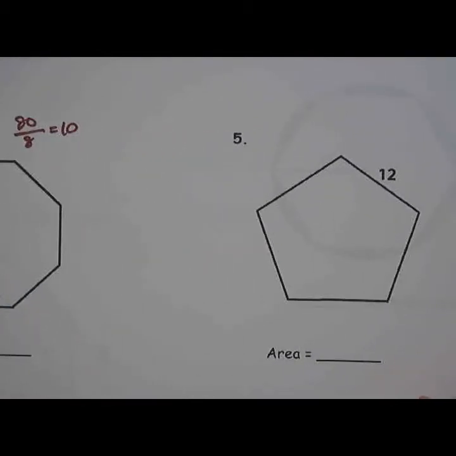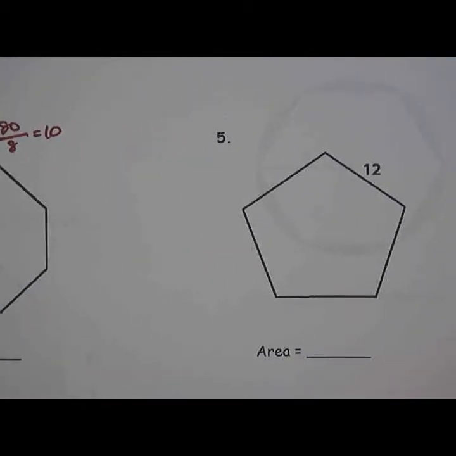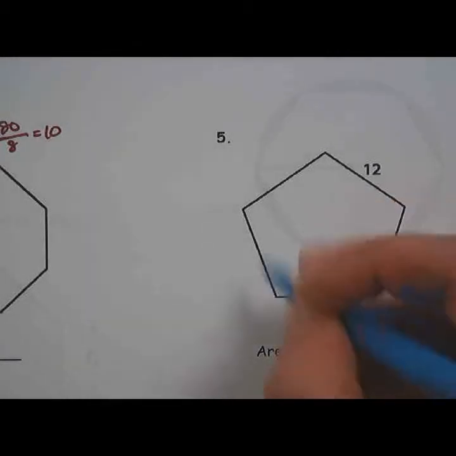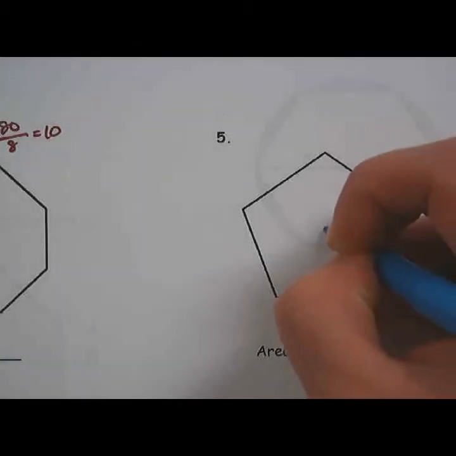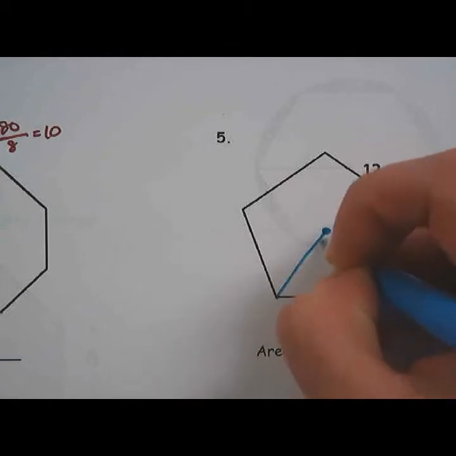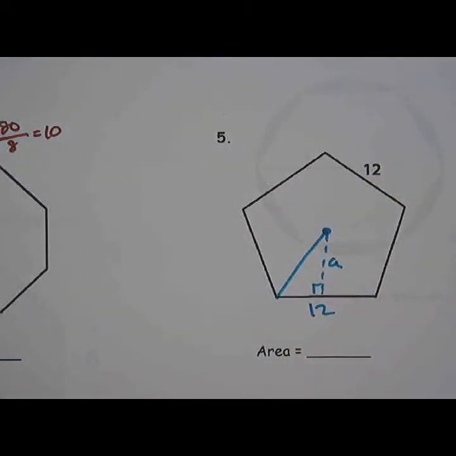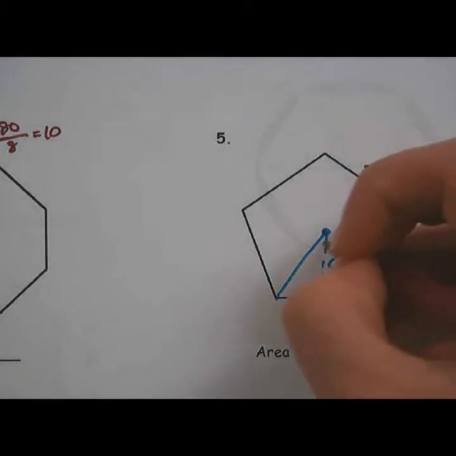And then number 5 is pretty much the same as number 1, except we have 5 sides, and each of them is 12. So we'd set this one up just like this, finding the apothem. And again, don't forget to find your missing angle.